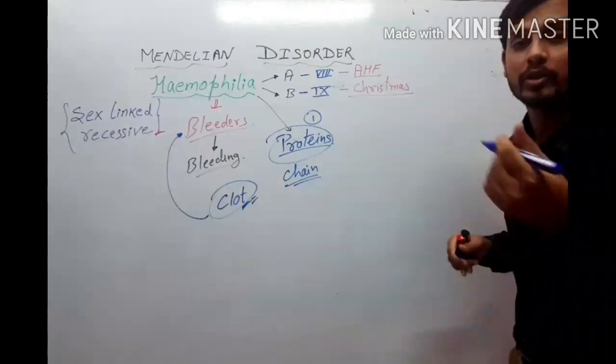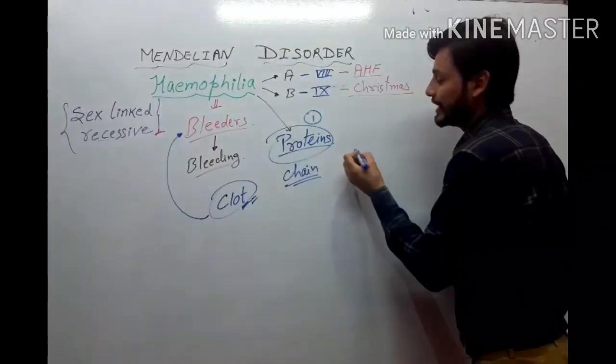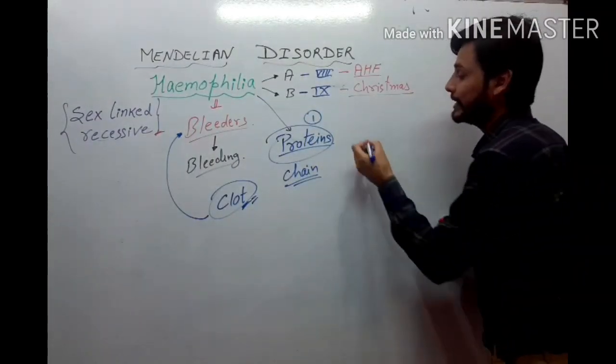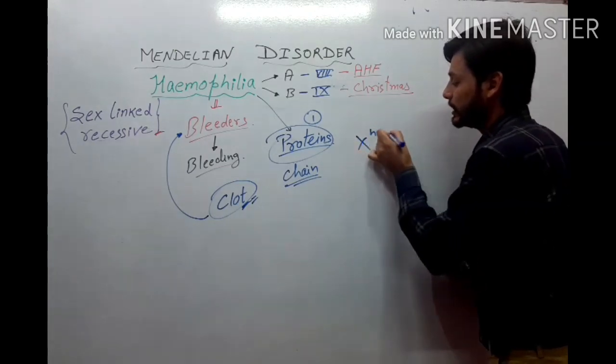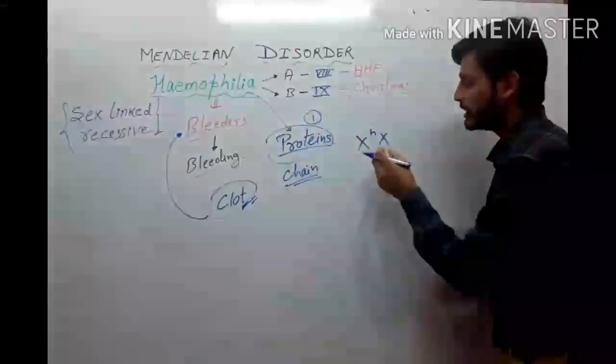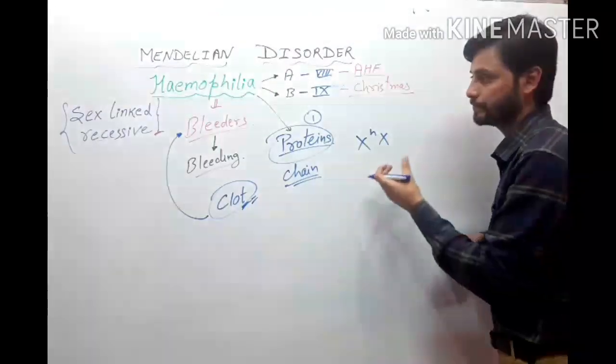If we talk about its inheritance, how it can be inherited, it can be inherited in this manner. If a female, this H for the hemophilia.